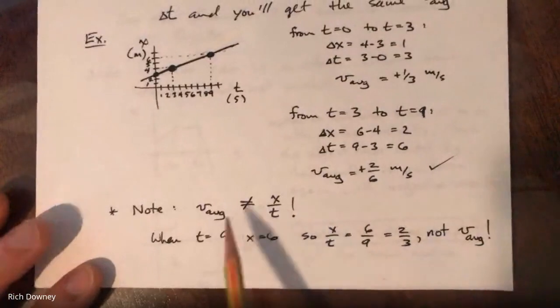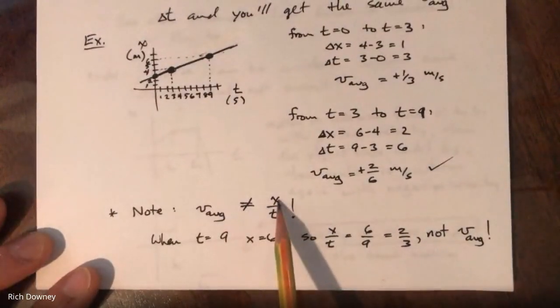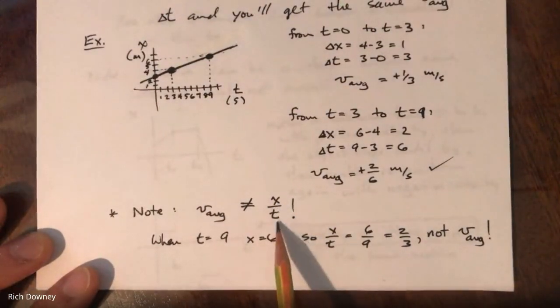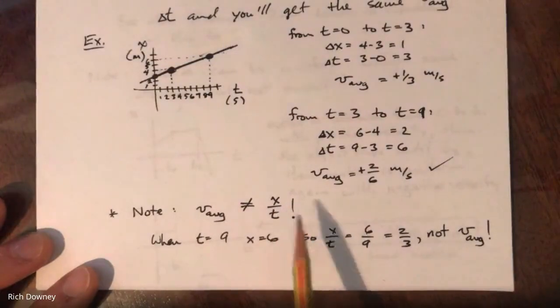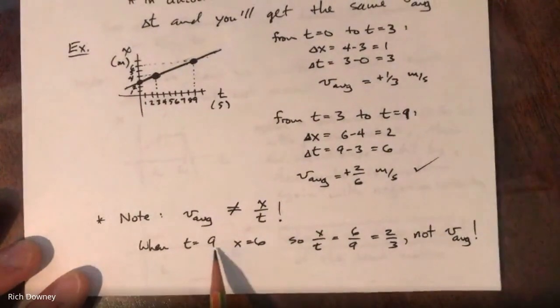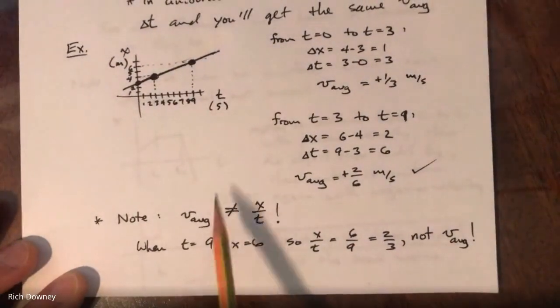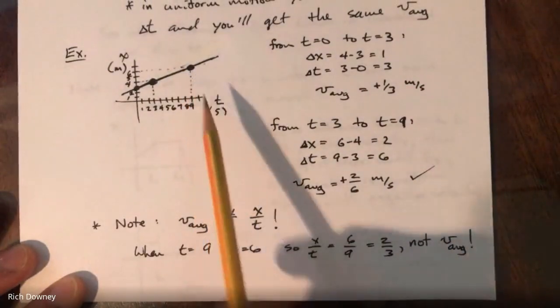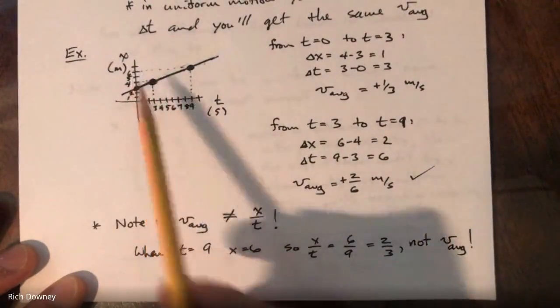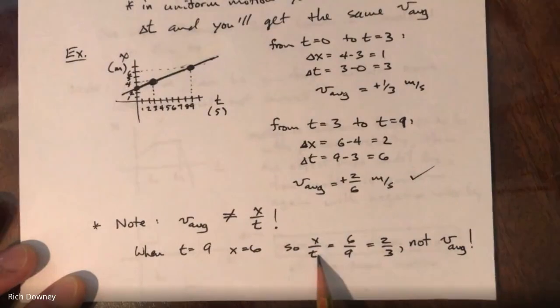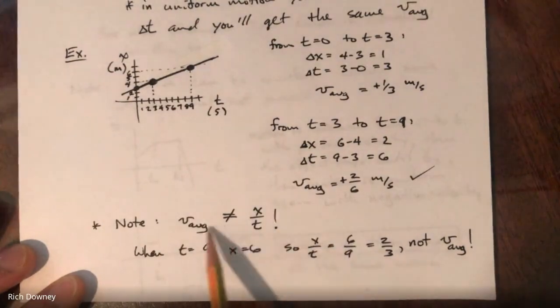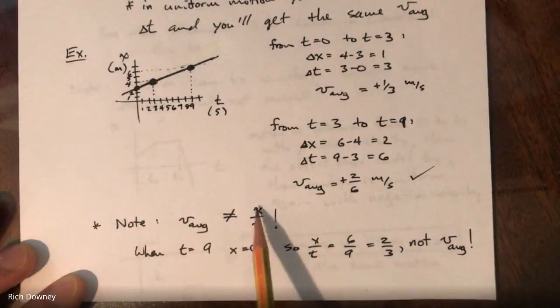It is important to understand that the average velocity is not x over t. Delta x over delta t is not the same as x over t. As an example of that, if we look at the t equals 9 instant, at that instant x equals 6, and if we were to take x over t, we would get 6 over 9, which is 2/3. That's not the correct average velocity. So it does not work to say that the average velocity is x over t.